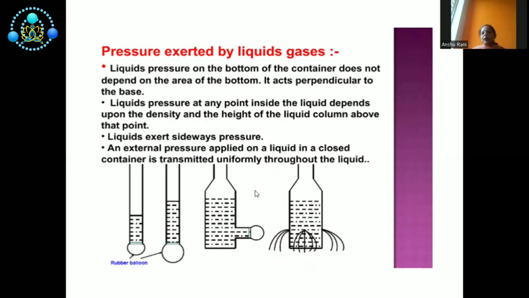Liquid pressure at any point inside the liquid depends upon the density and height of the liquid column above it. Liquid exerts sidewise pressure. An external pressure applied on the liquid in a closed container is transmitted uniformly throughout the liquid.